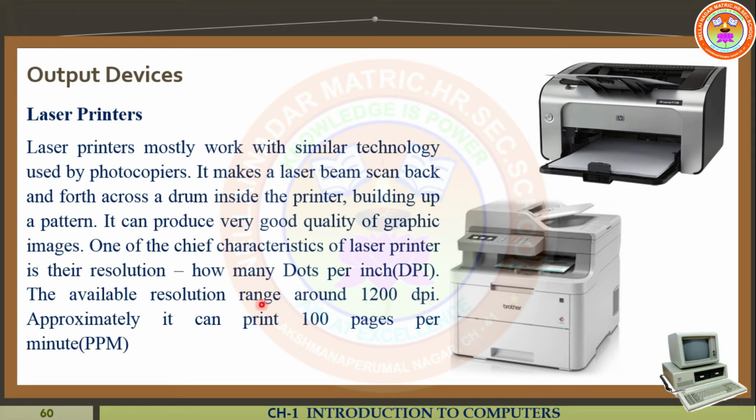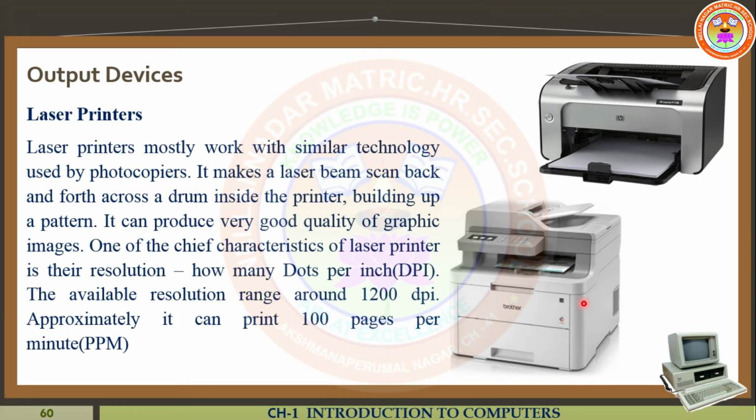How much? Up to 1200 dpi. So approximately it can print 100 pages per minute. ppm means pages per minute. So per minute, how many pages? 100 pages. That is the quality of laser printers. Nowadays all the Xerox machines can use these types of laser printers.